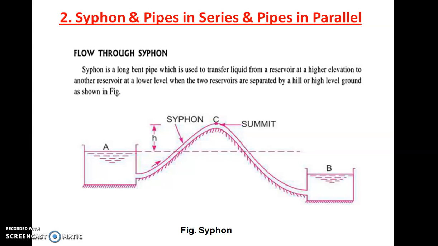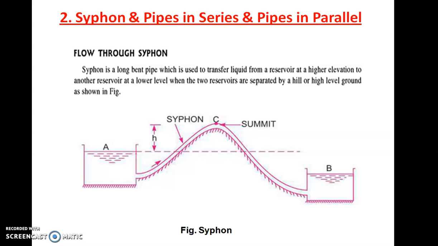Now siphon is a long bent pipe used to transfer liquid from a reservoir at a higher location to another reservoir at a lower level when these two reservoirs are separated by a hill or high level ground. It is as shown in figure. Now from the figure it is clear that there is a tank A and tank B which are having some elevation difference.